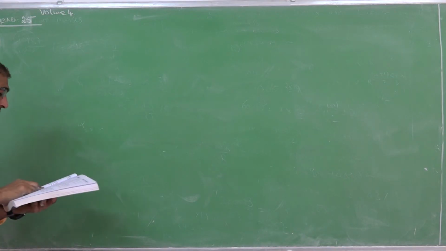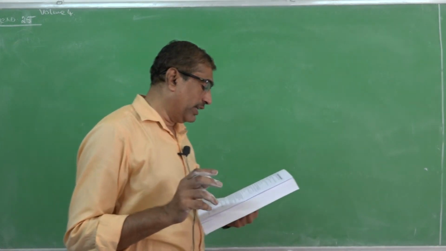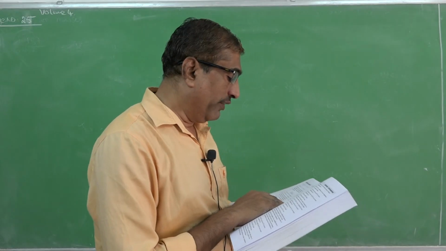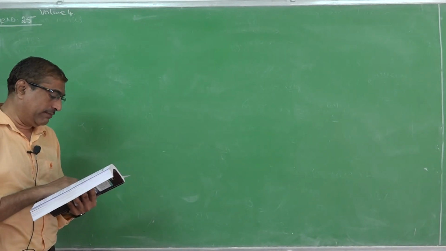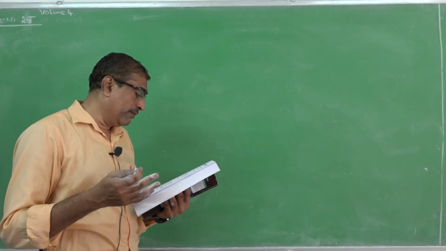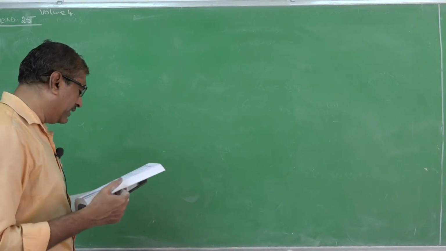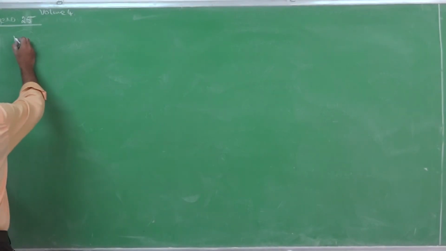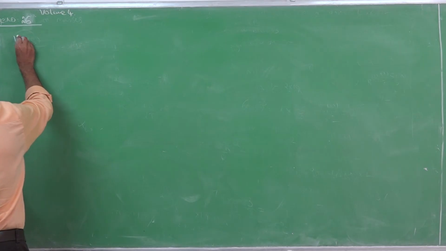Now 195. An equilateral triangle ABC is formed by joining three rods of equal length, and D is the midpoint of AB. The coefficient of linear expansion of AB is alpha 1, and for AC and BC is alpha 2. Find the relation between alpha 1 and alpha 2 if the distance DC remains constant for all changes in temperature. Okay, this is page number 26, problem number 195.